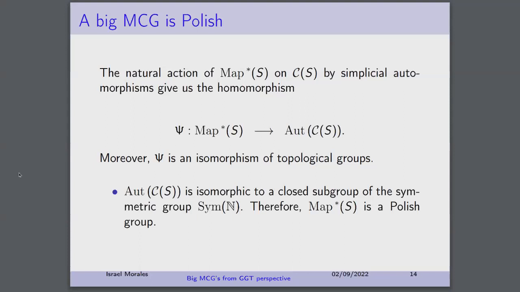So by a theorem of Cameron, the automorphism group of a countable graph is a closed subgroup of the symmetric group, the infinite symmetric group. Therefore, as the property of being Polish is closed under taking closed subgroups, we obtain that the extended mapping class group is Polish. So that is a very, very detailed proof. So at this point, I finished the first part of the talk.